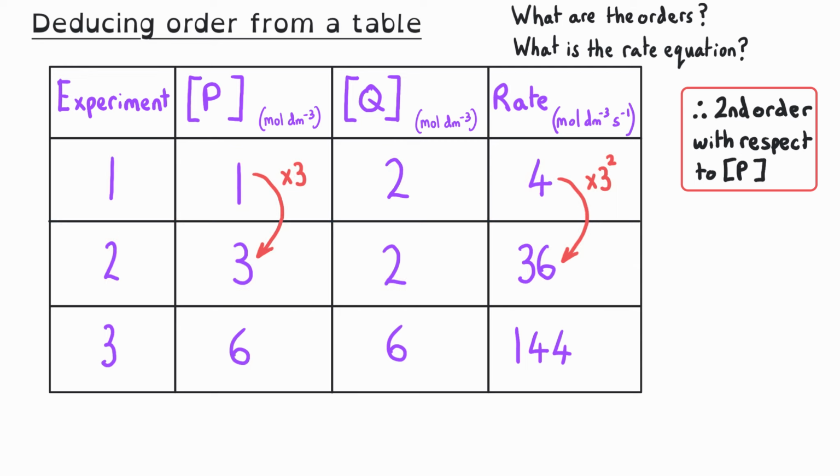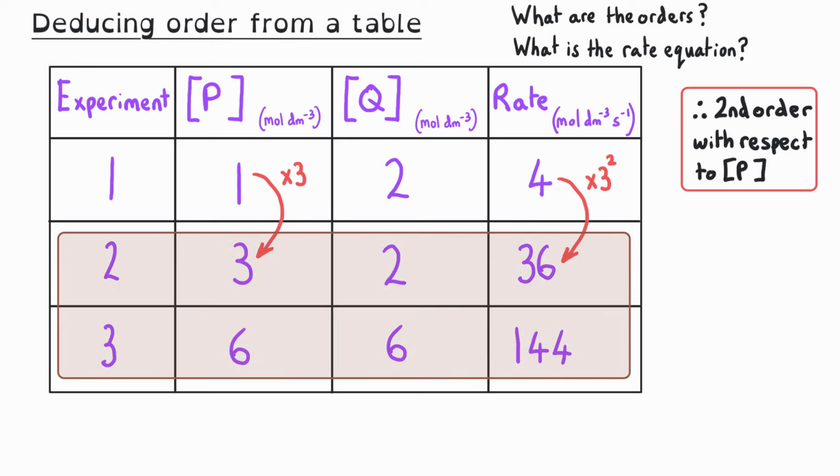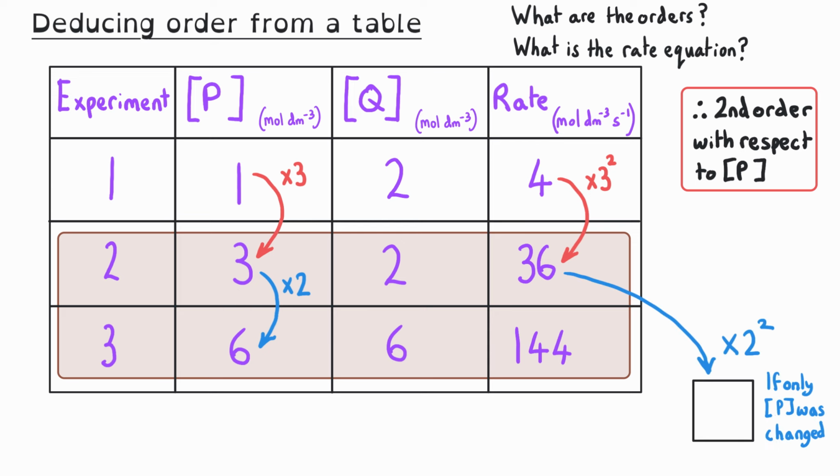And then we have a problem because the concentration of P has changed again, and so we can never consider a pair of experiments where that concentration is constant. And so what we need to do is pick a pair of experiments and imagine what would happen if only the concentration of P had changed and work out what that would do to the rate of reaction. And so if we consider experiments 2 and 3, that changes the concentration of P by 2. And since P is second order, that would quadruple the rate of reaction by multiplying it by 2 squared.